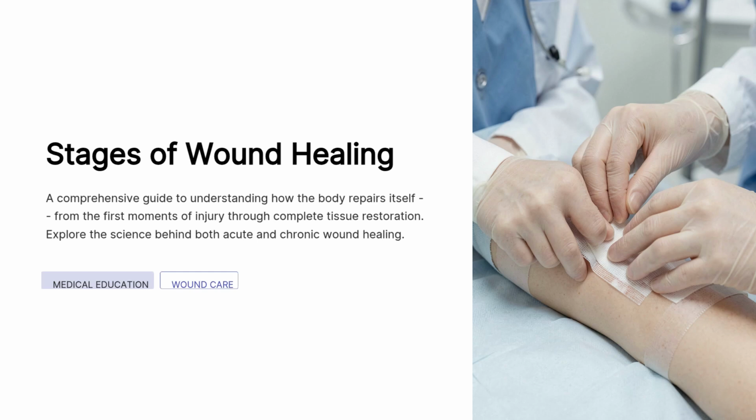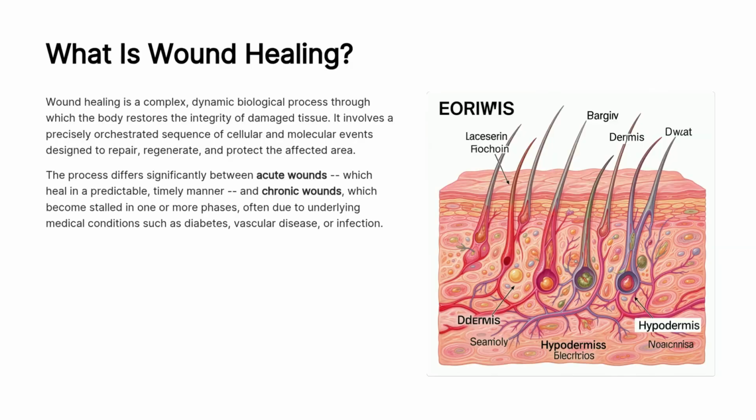Welcome to our exploration of the stages of wound healing. This guide delves into how the body repairs itself, from initial injury to full tissue restoration, covering both acute and chronic wound healing processes. Wound healing is a complex biological process that restores tissue integrity.